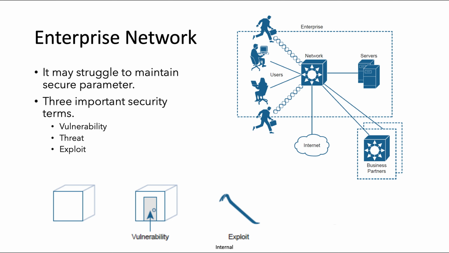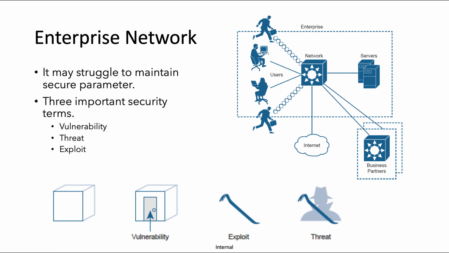Now, this tool cannot break the door or window by itself, right? So someone must use it to break the door or window. So you need a person. The threat is the presence of a thief who intends to exploit the vulnerability using the exploit to break into the house. So in simple terms, vulnerability is the window or door of your house, exploit is the tool used to break the door or window, and the threat is the presence of someone who intends to exploit the vulnerability.